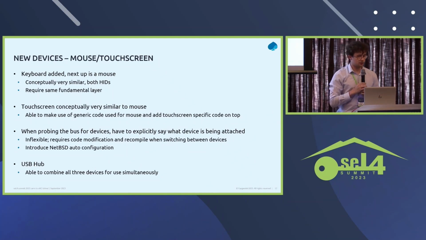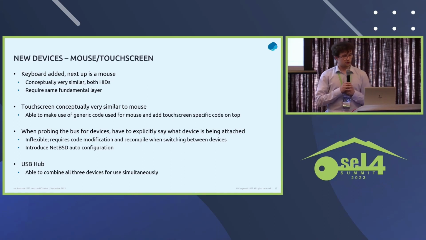And likewise with the touchscreen, if you squint really hard at a touchscreen, it's kind of like a mouse. It just has an extra form of setup. It's got a Z direction as well as the X and Y. So we were able to make use of the generic code for the mouse and add the touchscreen on top.